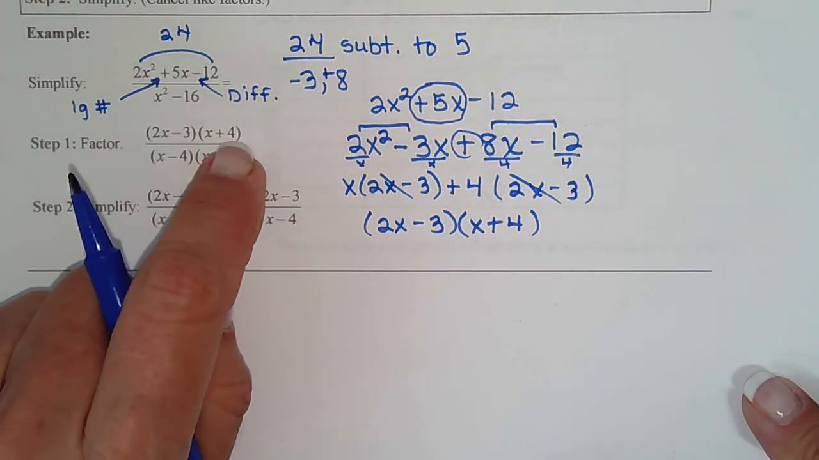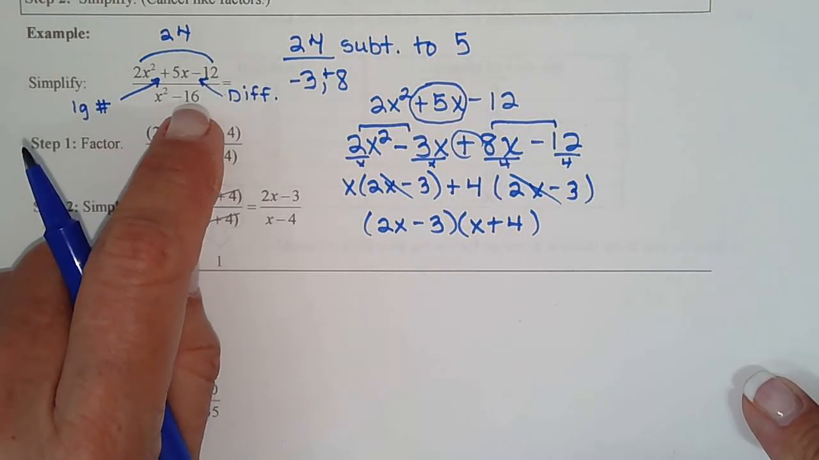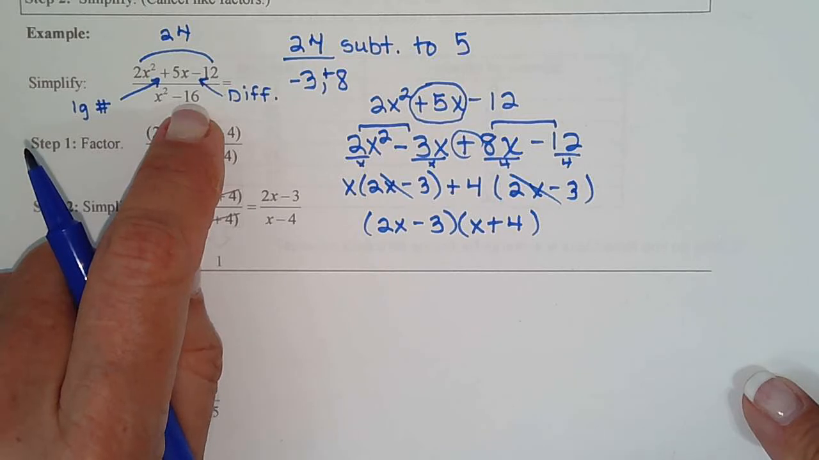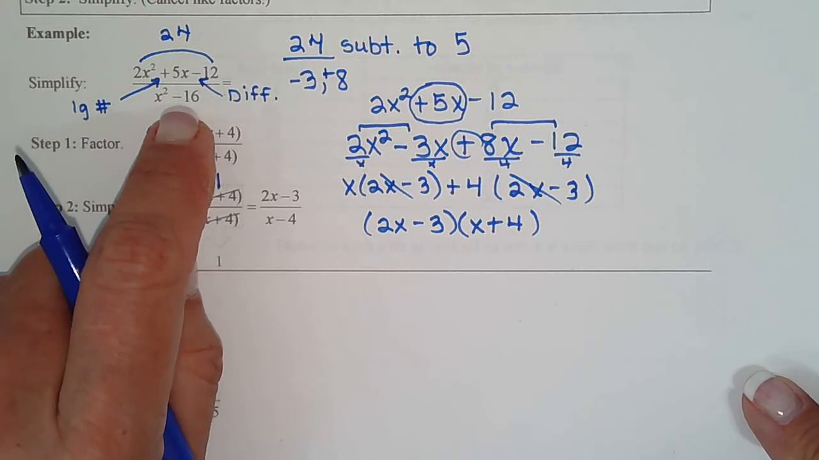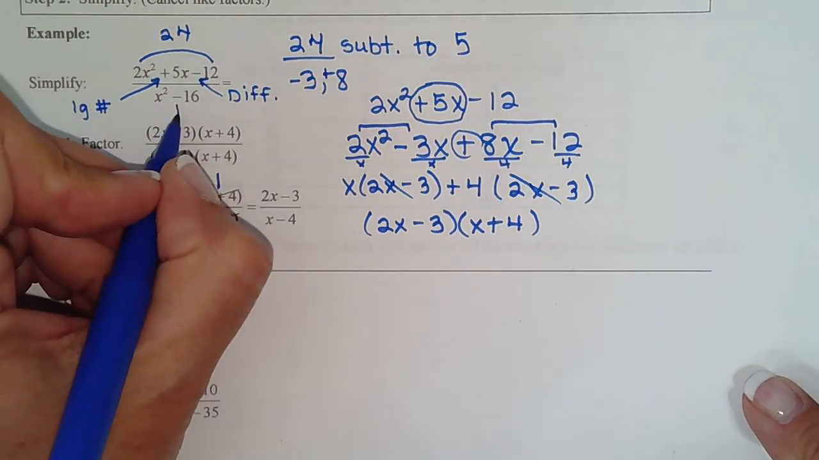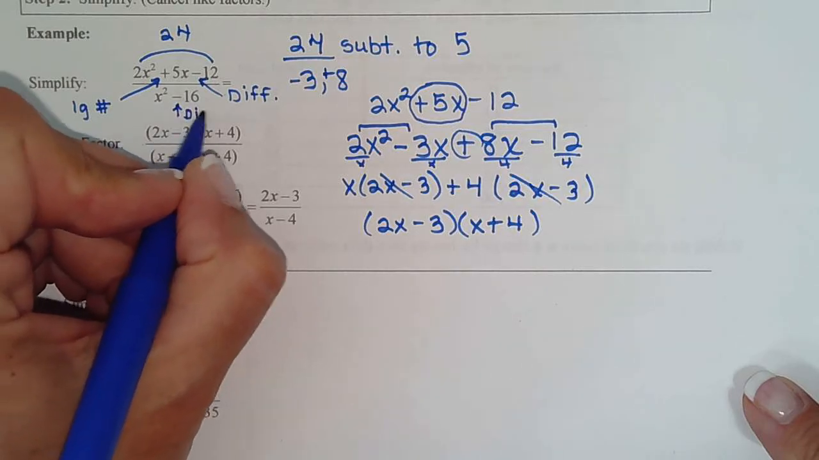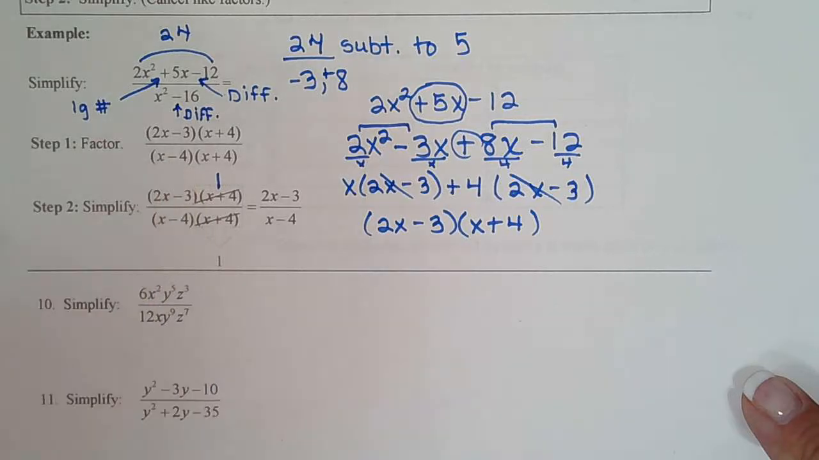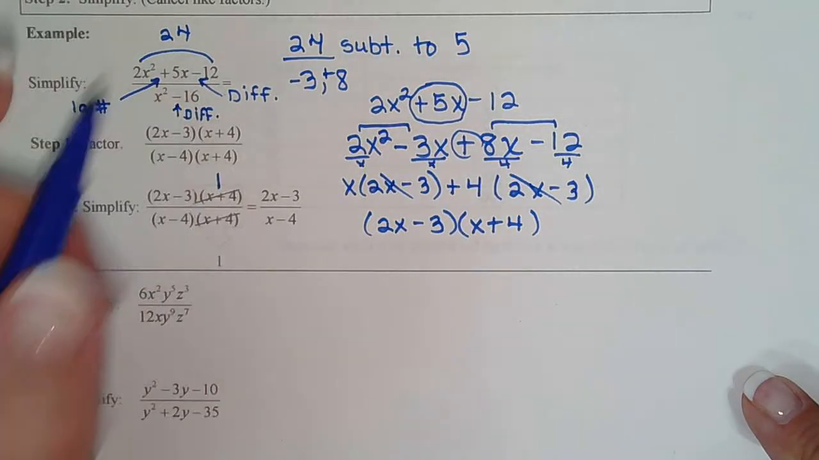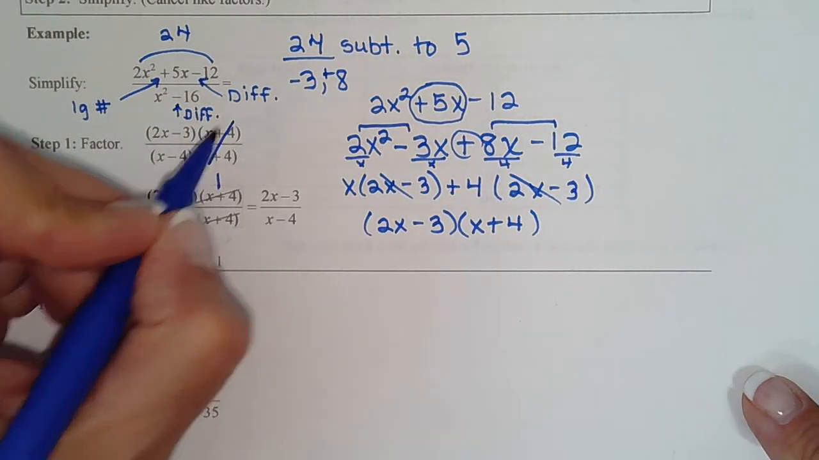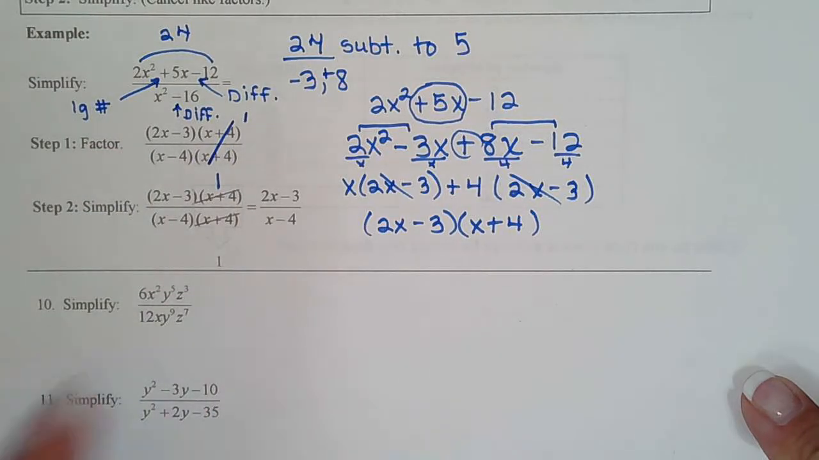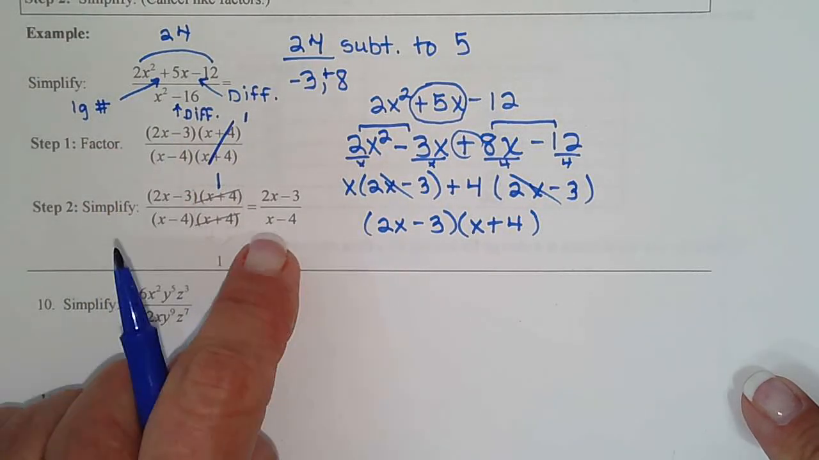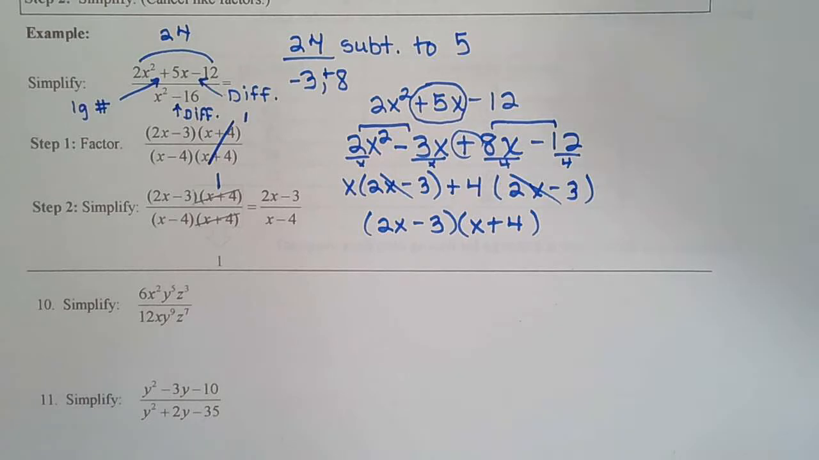So that's how the numerator factors. The denominator is a difference of squares. So one sign needs to be plus, one sign minus, and we do square roots. So x plus 4 and x minus 4. And then we see like factors, ding, ding, ding. So that becomes 1. And my simplified version is 2x minus 3 over x minus 4.